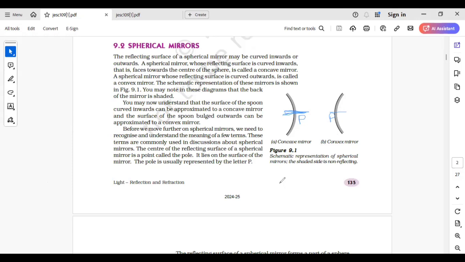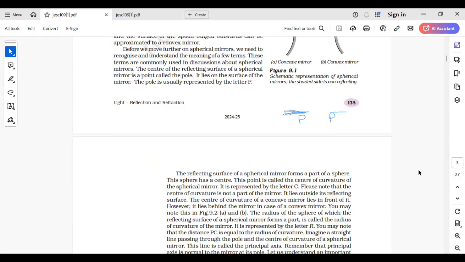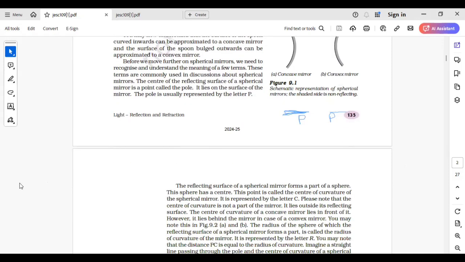So next, the center of curvature. This is the pole. Suppose this is a concave mirror that I am drawing here. This line through the center is known as the principal axis, that imaginary line. Wherever the cut is there, this part, you have to represent as capital P.